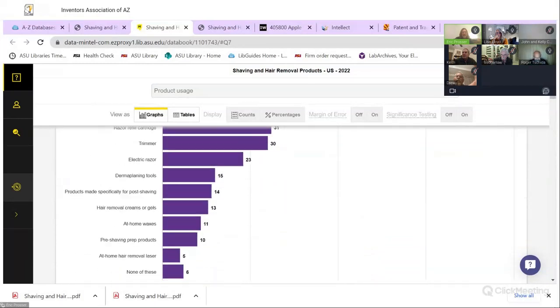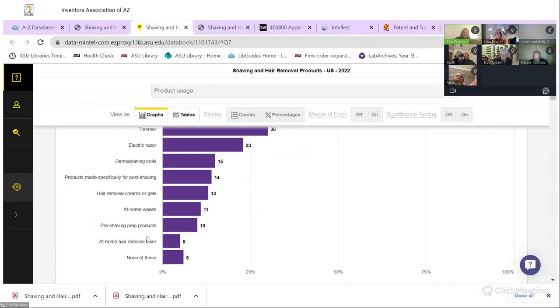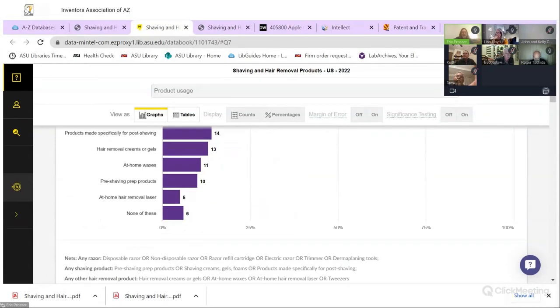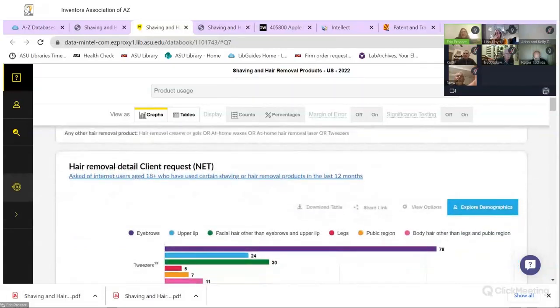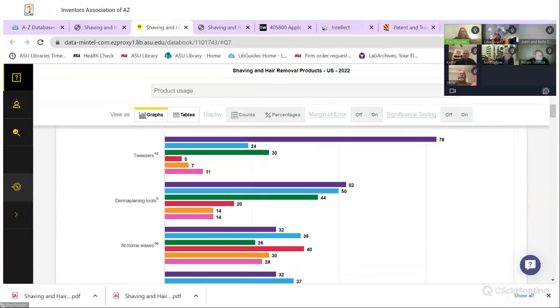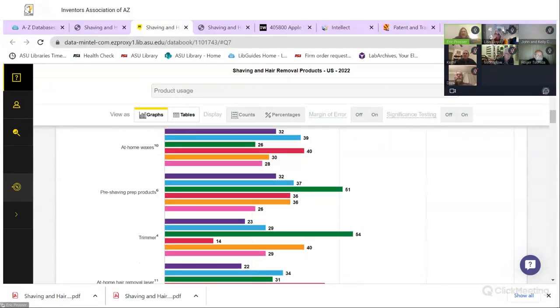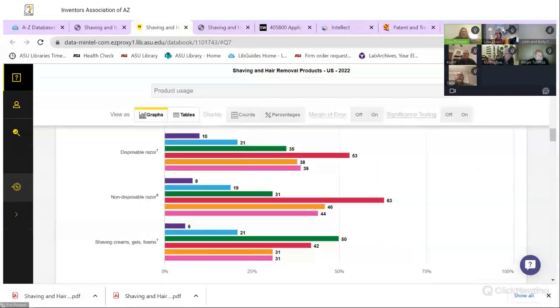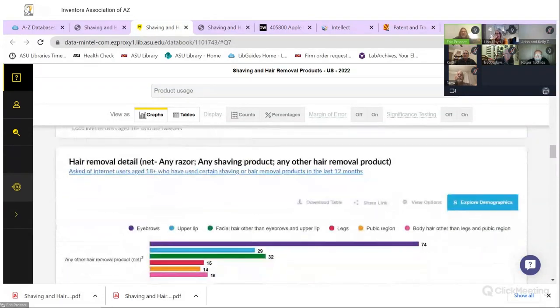And then as we get down there, it's like, well, at-home waxes 11%, right? And you can find this information. And these are things that if you're doing a pitch, you're talking to investors, trying to evaluate a market. Hey, what are people using? What are people not using? Where might there be areas ripe for, say, exploitation if you can build the better mousetrap or build the better razor, things like that. And so there's all types of data that are in these data books.